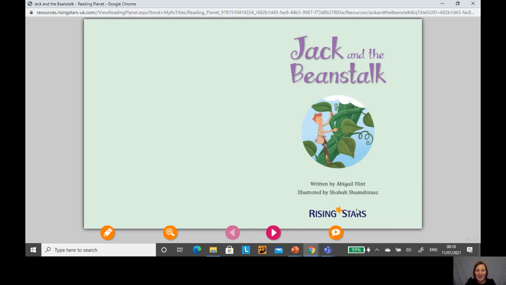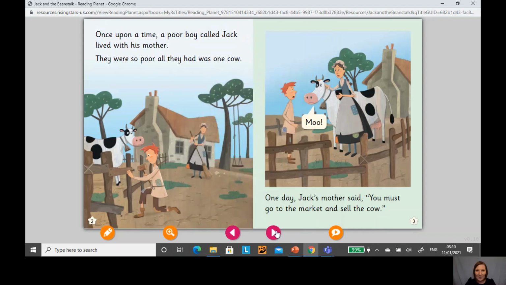Jack and the Beanstalk by Abigail Flint. Once upon a time, a poor boy called Jack lived with his mother. They were so poor, all they had was one cow.